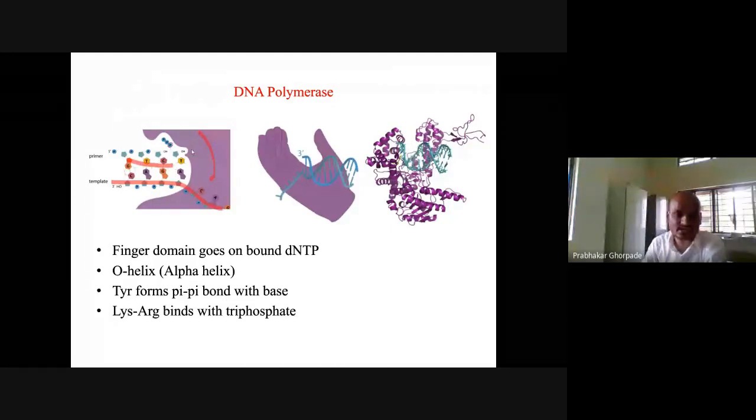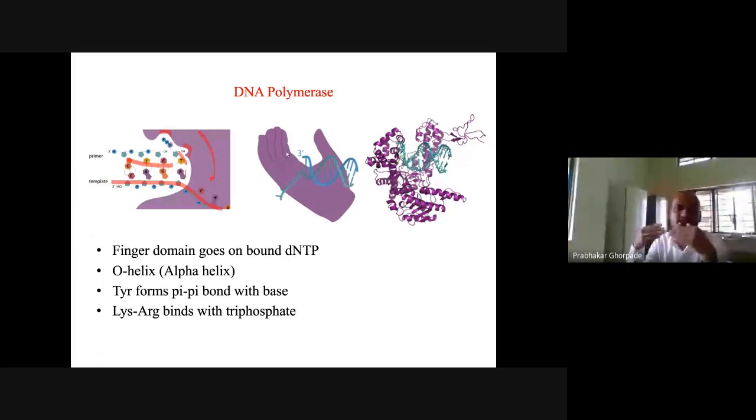On these sites, some cavities are there, and on this cavity, this T molecule is binding with this A, and that is how it is facilitating the proper base pairing. So we call it the finger domain, which goes around the dNTP. So these are our fingers.